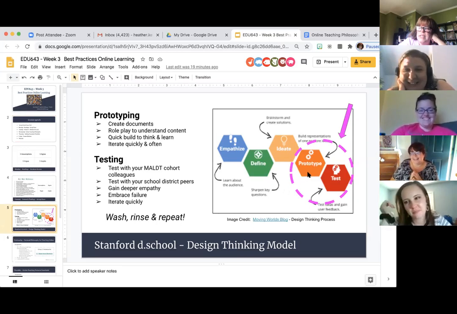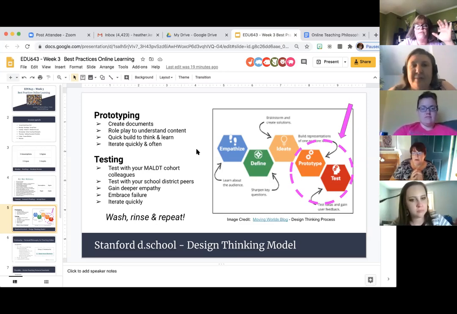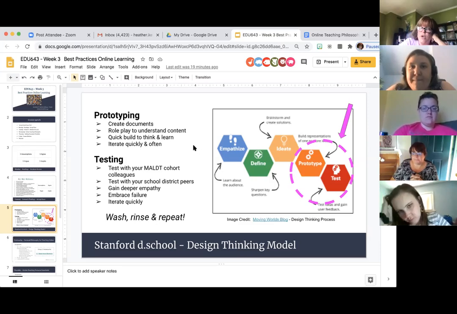The work we're doing is in prototyping and testing. And so in prototyping, you're doing a lot of creation. So you're creating an online teaching philosophy, you're creating a checklist, you're creating a course shell. And when you do that kind of work, you're creating and you're testing, you're creating and you're testing, and you're going back and forth. And so I call this phase the wash, rinse, and repeat.